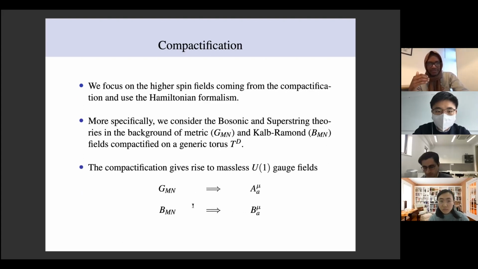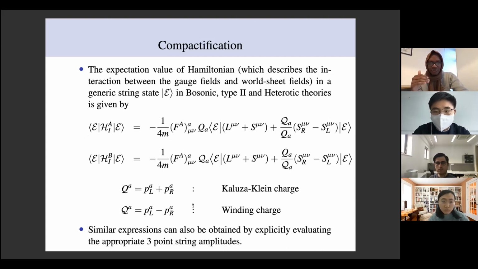To see where this arises, we focus on higher spin fields coming from compactification and use the Hamiltonian formalism. More specifically, we consider the bosonic and superstring theories in the background of metric and Kalb-Ramond fields compactified on a generic torus T^D. This compactification gives rise to massless U(1) gauge fields. The metric G_{MN} gives rise to the vector field A_μ^A, and the Kalb-Ramond field gives rise to the gauge field B_μ^A. The expectation value of the Hamiltonian, which describes the interaction between the gauge fields and worldsheet fields for a generic string state in bosonic, type II and heterotic string, takes the same uniform structure.